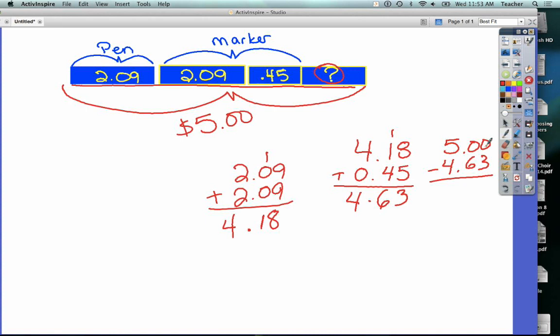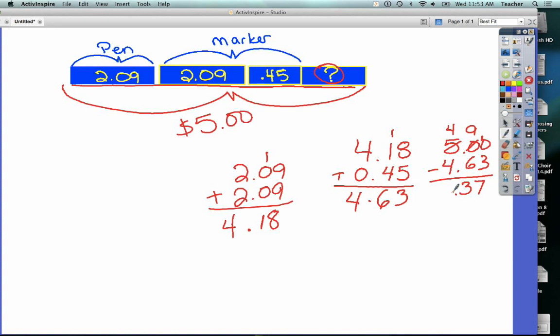Well, I have nothing here. So what do I need to borrow from? We've got to borrow from the 5. So this number is no longer 50, but what's the next number below it? What's the next number below 50? 49. And I've just added 10 over here, right? So 10 minus 3 is 7. 9 minus 6? 3.